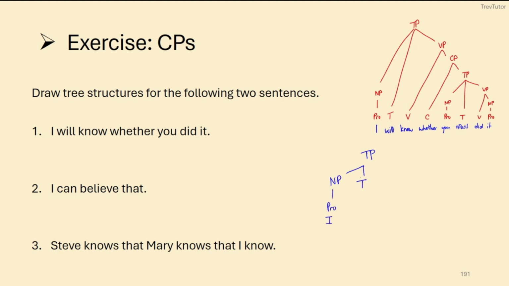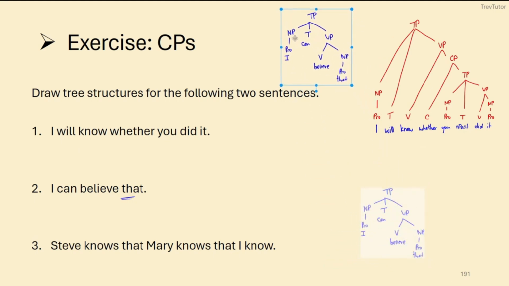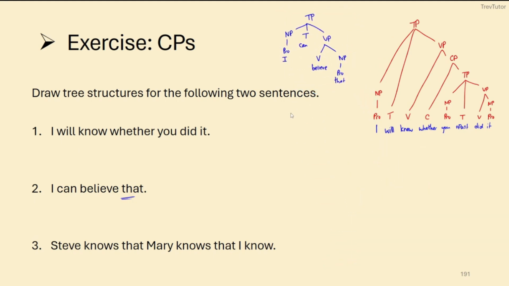Can is going to be a modal, so that goes under T. We have the verb phrase believe that. I can believe that. So we have believe. Now in this case, that is not a complementizer. It's not introducing a TP after. This is just a regular pronoun. So this is a noun phrase that goes into the pronoun that. So a little tricky, but it's important to remember that just because you see the word that, it does not mean that it's a complementizer. It can just be a pronoun.